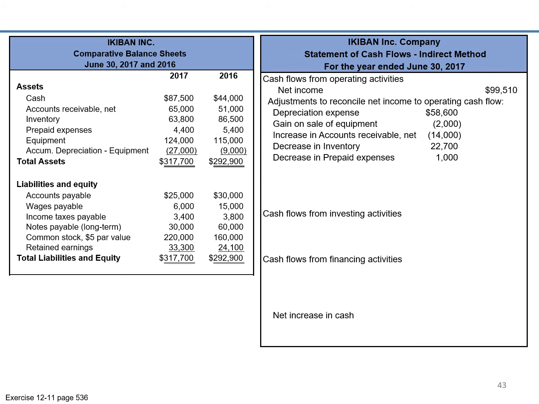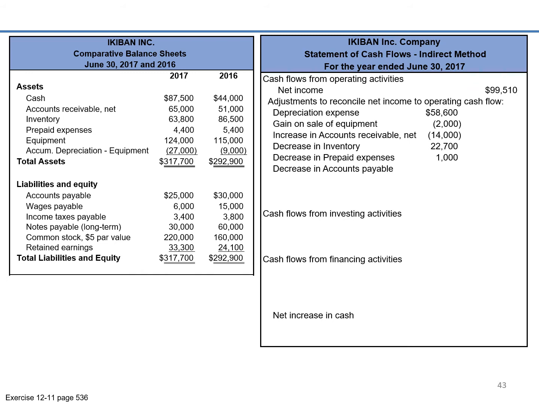And then we have an increase in equipment and an increase in accumulated depreciation. Increases in assets are decreases in cash. Oh, sorry. But those belong in the investing section. Back up. So we'll skip those. Those don't belong in this section.